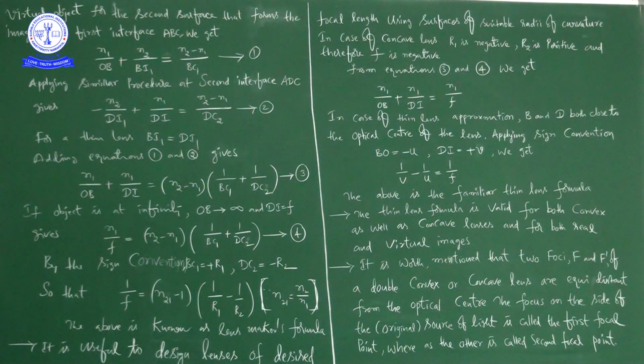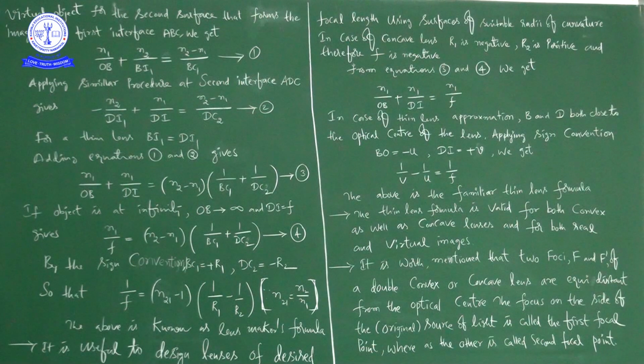So the final image will be formed at I. At the same time, based on this picture, one picture belongs to the first curved surface, another picture belongs to the second curved surface. You have to apply the image formation formula.